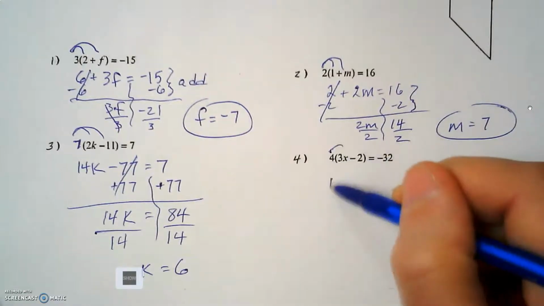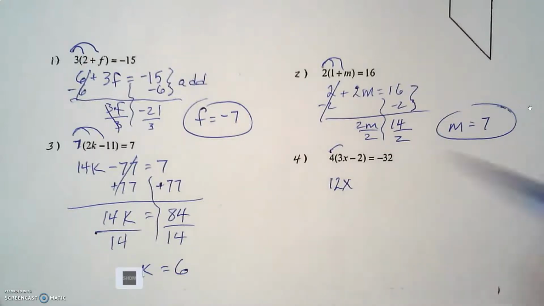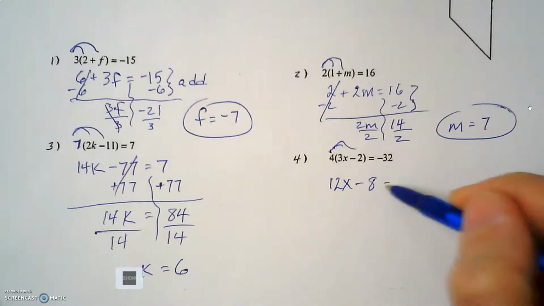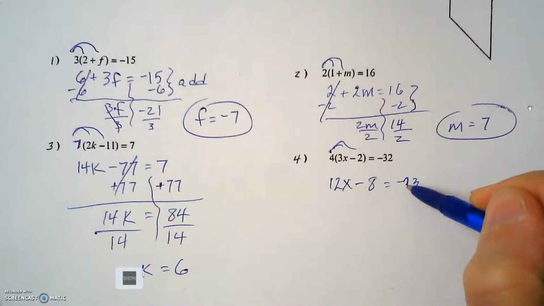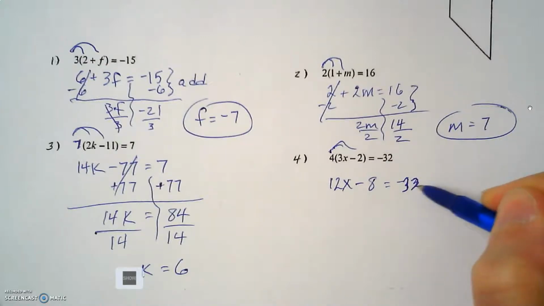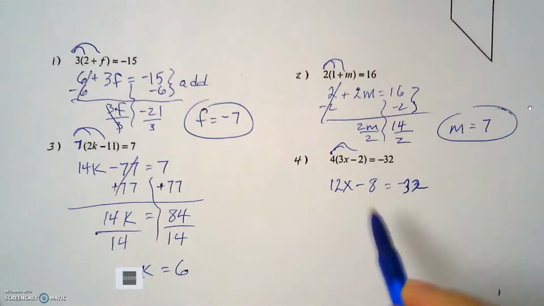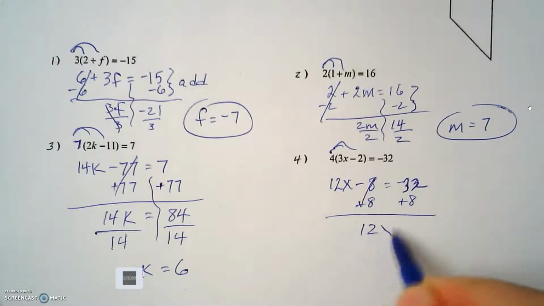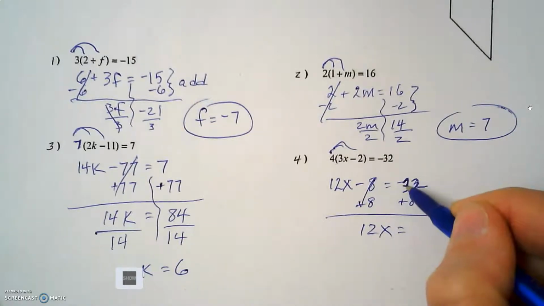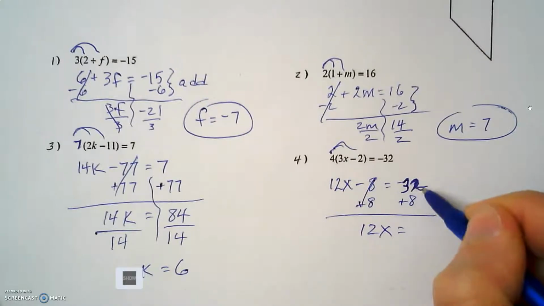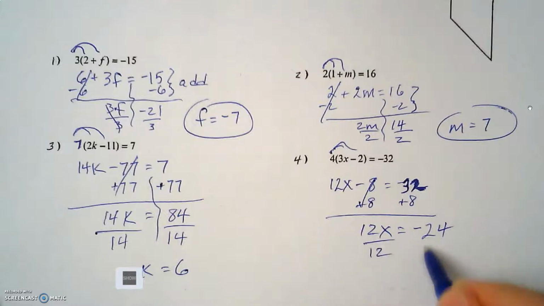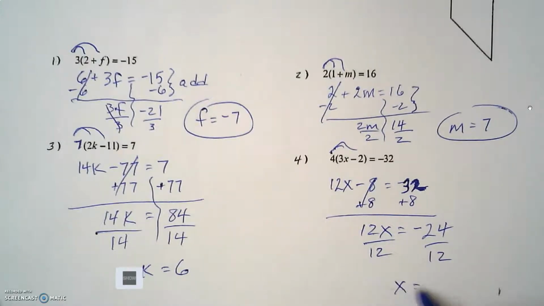If you tried this one, let's see what you got. 4 times 3 is 12. 4 times 2 is 8. And bring down negative 32, and I don't know why I was writing negative 13. There, I sort of fixed it. So I want to add the 8 to both sides. Negative 32 plus 8 is negative 24. And 12 will go into 24 negative 2 times.